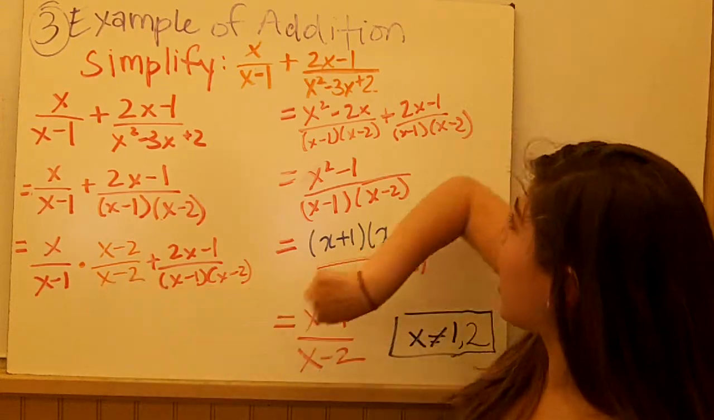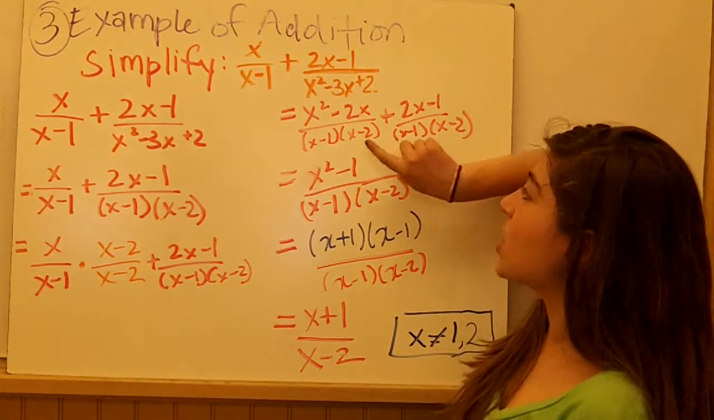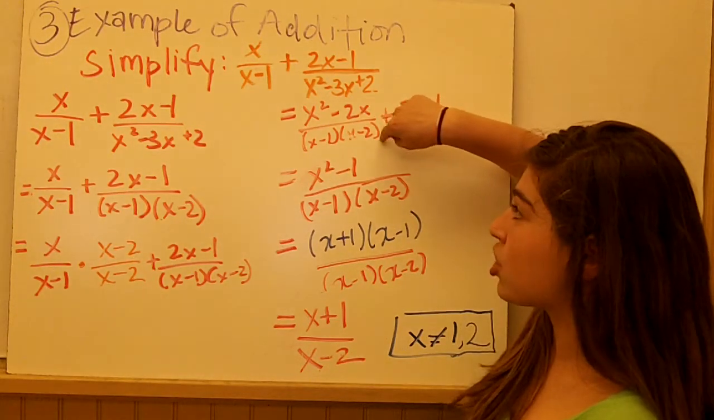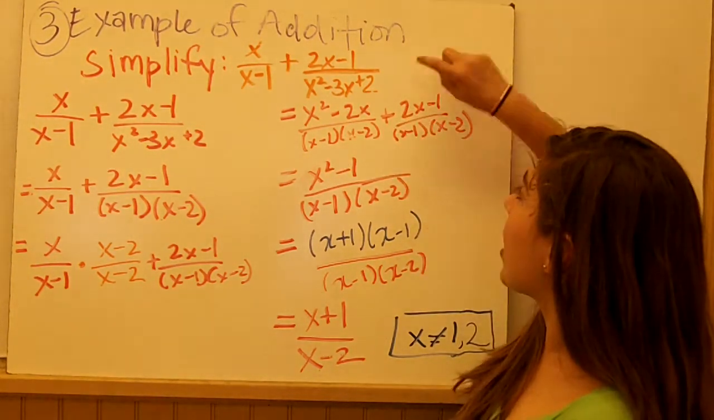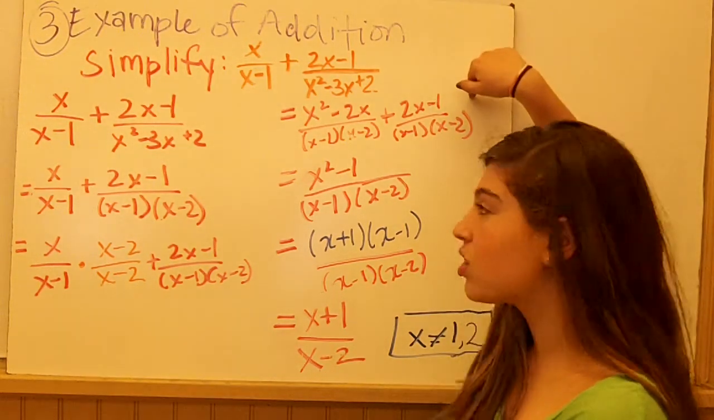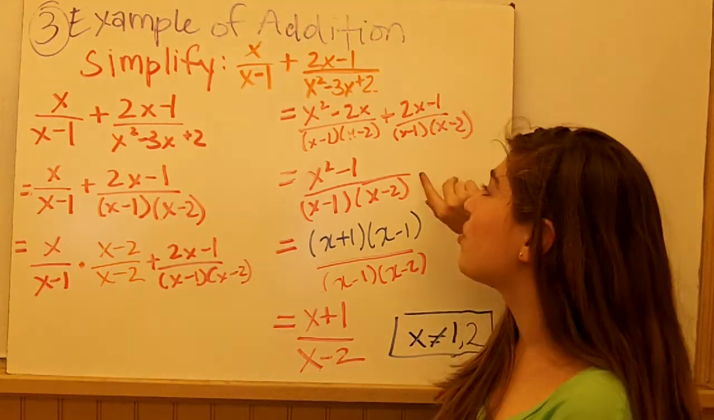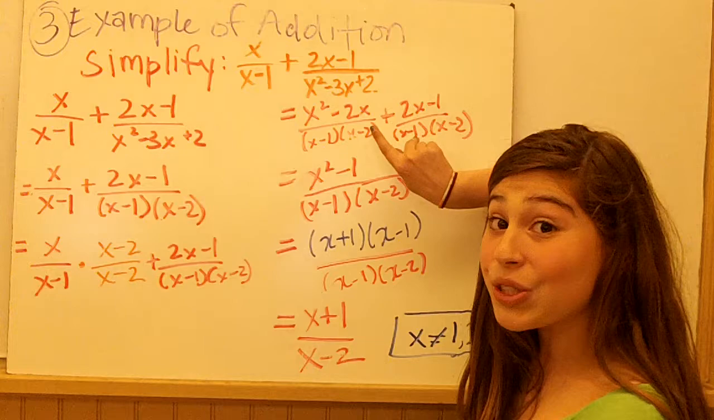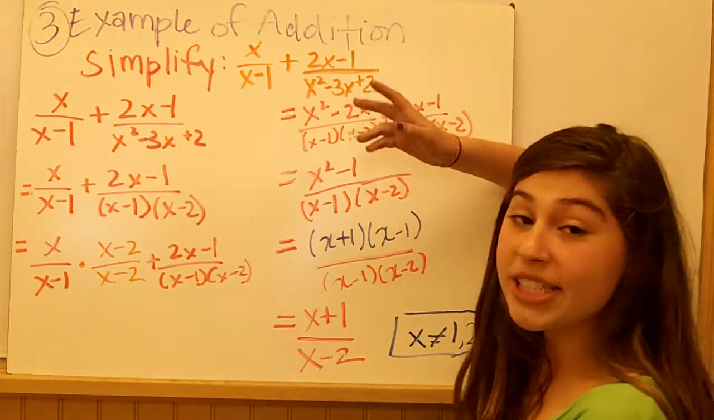When we do that, we get x squared minus 2x over x minus 1 times x minus 2, which is the LCM, and then plus 2x minus 1 over x minus 1 times x plus 2, x minus 2. So now we have both denominators equal to the LCM and equal to each other. So then we simplify.